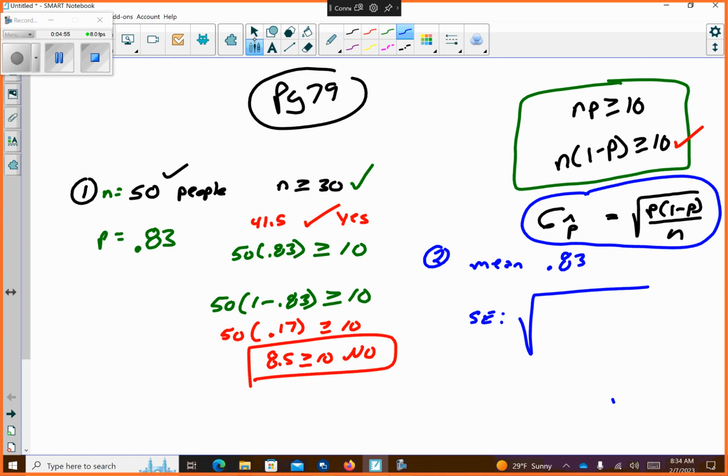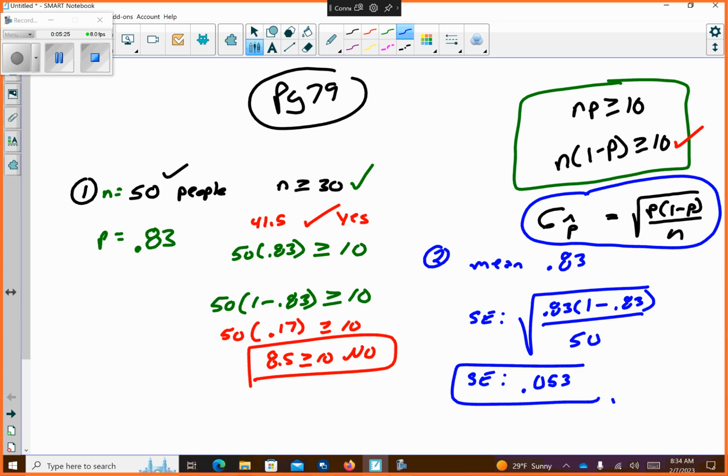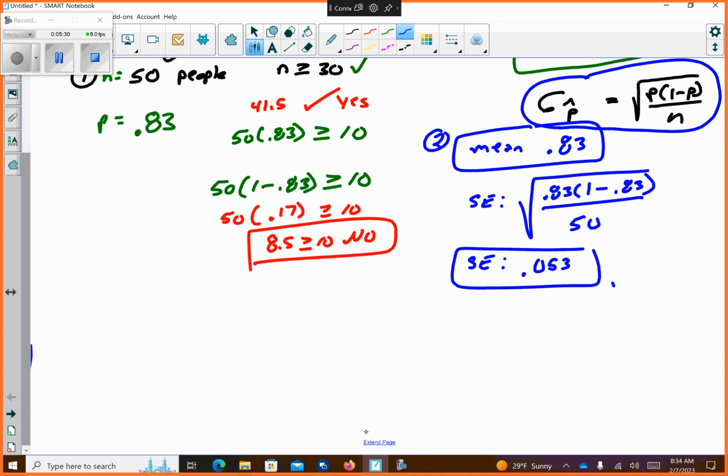All right, so I have p, my probability, 0.83, times 1 minus 0.83, all divided by n. n was the 50 people. So I can find my standard error. If I go 0.83 times 0.17 divided by 50, take the square root of that, I wind up getting 0.053. So this is now my standard deviation, or my standard error. So I can easily make my normal distribution based on this.